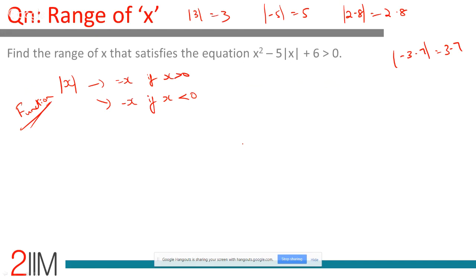I'm not going to do that. I'm going to say, think about mod x square. That's just x square.